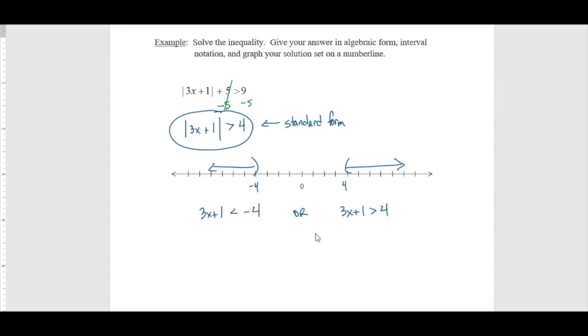Now we'll solve for x in each of these inequalities. First, we subtract 1 from both sides to isolate the variable term, and now we divide both sides by the coefficient of 3.